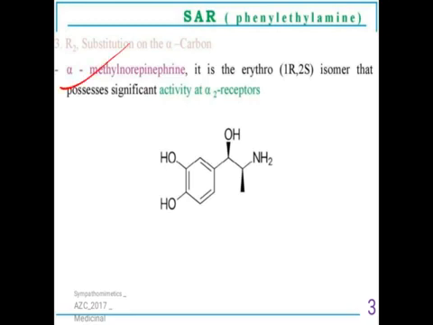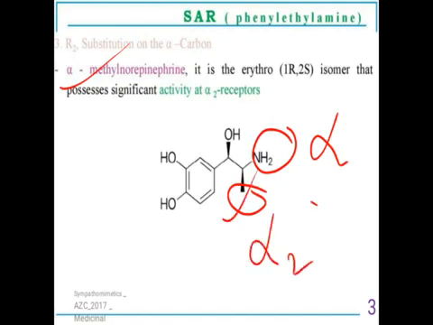Another example, alpha methyl norepinephrine. What happens here? CH3 is present and here only hydrogen. Due to the hydrogen, it becomes an alpha agonist, and due to the CH3, it becomes alpha 2. So it is selective for alpha 2 agonist activity.